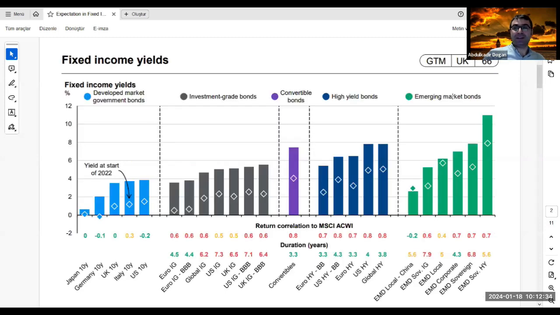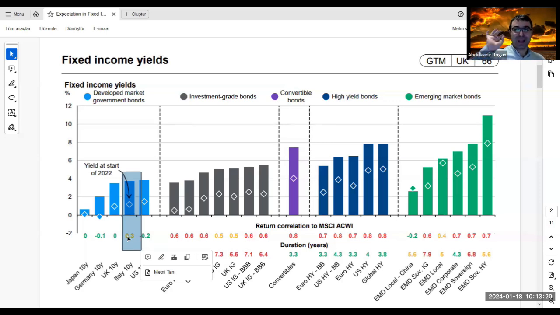Now, here are our slides. Let's start gradually with fixed income yields. As you see in the charts, the blue line, please focus only on this side right now. Here we have Japanese 10-year, German 10-year, UK 10-year, Italy, and US. These are the best-known developed market economies in the world, and one of them is a little bit risky. The Italy one is risky. But for the US, UK, Germany, and Japan Treasury yields, as you see here, Italy is 0.3.